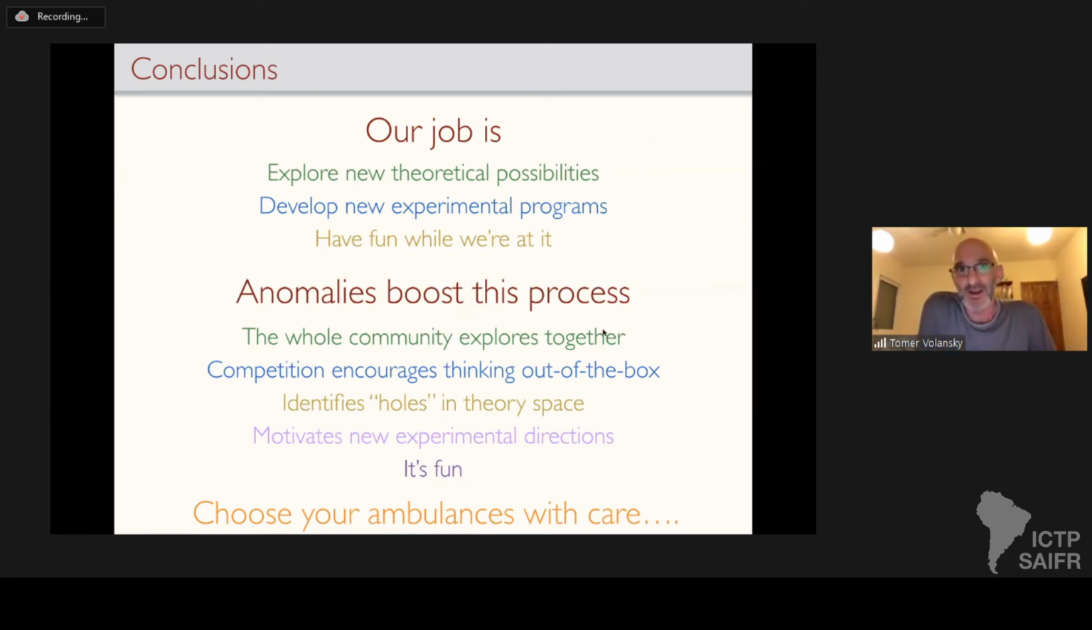So I think our job is to explore new theoretical possibilities and develop new experimental directions. That's the main thing that we need to do in order to find new physics, and may as well have fun while we do it. And anomalies and ambulances boost this process. We are thinking about the problems together. We let go of the usual standard vanilla thinking, and we think out of the box. And so we identify holes, we motivate new experimental directions, and it's fun. So my only comment is that you should choose your ambulances with care. And I'll stop here. Thanks.